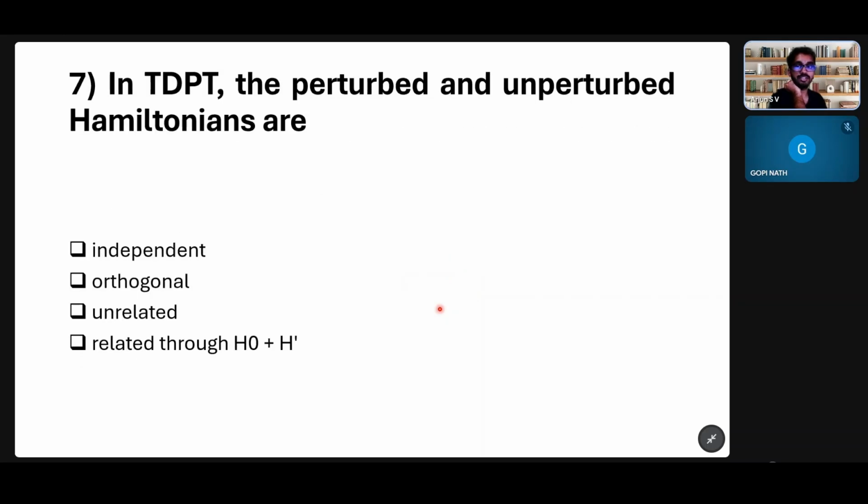So the seventh question: in time-dependent perturbation theory, the perturbed and unperturbed Hamiltonians are independent, orthogonal, unrelated, or related through H naught plus H prime? So the answer is that they're related through H naught and H prime.